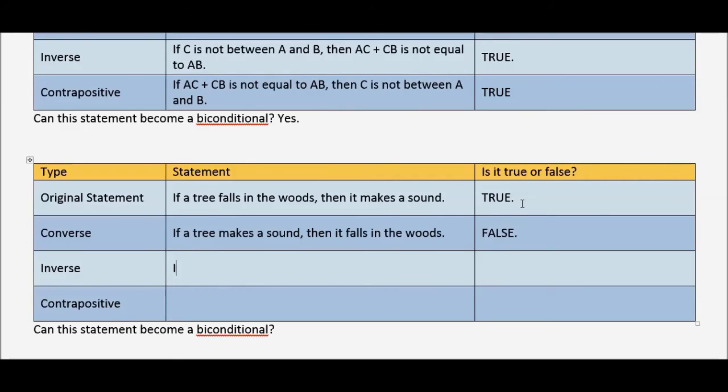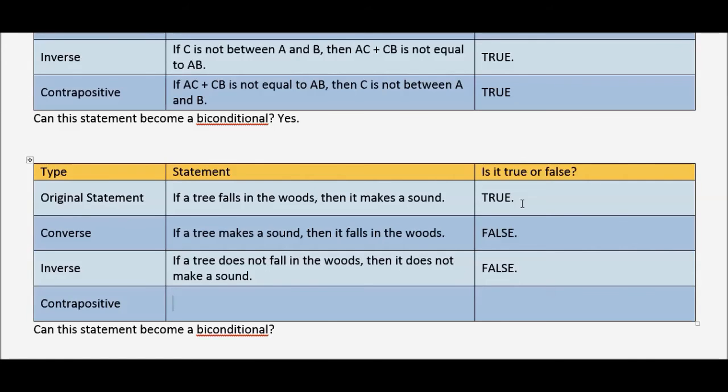The inverse: if a tree does not fall in the woods, then it does not make a sound. Again, the tree's not falling down. Can a tree not fall down and make a sound? Yes, it can. So this statement is false.